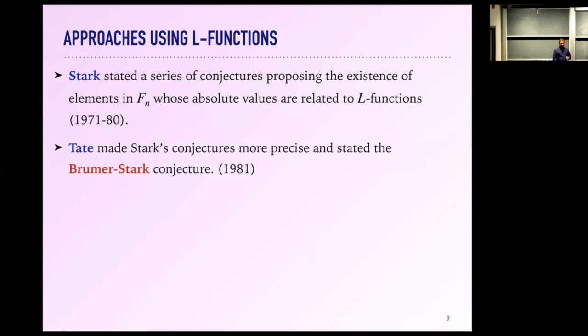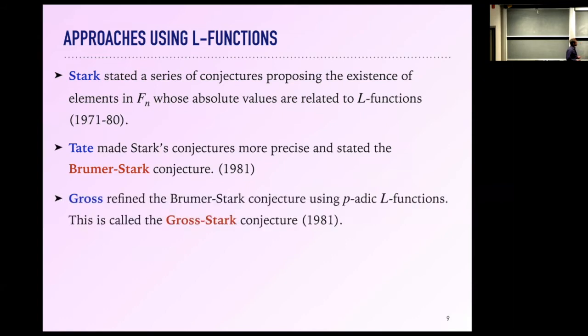So with respect to my talk, what's really important is the Brumer-Stark conjecture. And for this, work of Brumer is really important. Some of this work was already done in the 60s, and Tate combined the work of Brumer and Stark in his formulation of what we now call the Brumer-Stark conjecture. And that's going to play an important role later in the lecture.